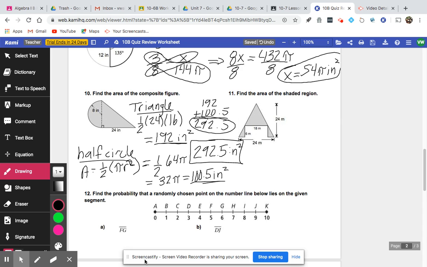Number 11 now. Find the area of the shaded region. So here we have another composite figure. Here we have a rectangle and we have a triangle. We need to find the area of each, and instead of adding them together, we have to subtract them because not everything about that is shaded. So let's start with the rectangle. That's the easiest.